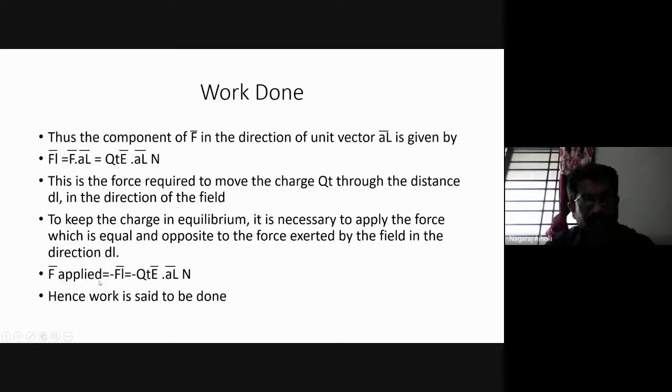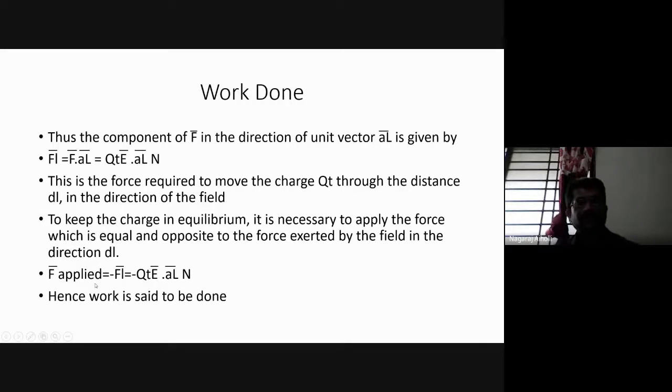Therefore, F bar applied will be equal to minus FL bar. That is minus of this minus QT E bar dot AL bar newtons. Okay, this is our applied F bar.